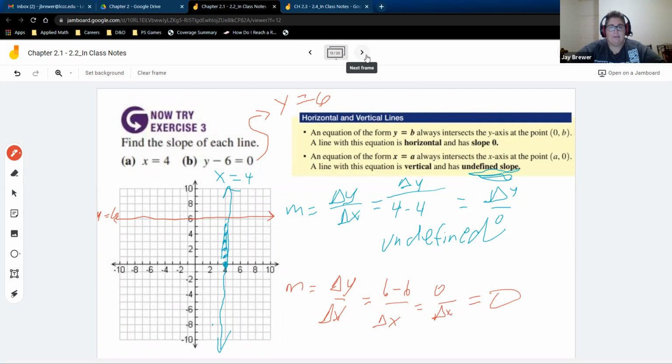Remember, you can always pause the video and take your own notes, or you can rewind it.